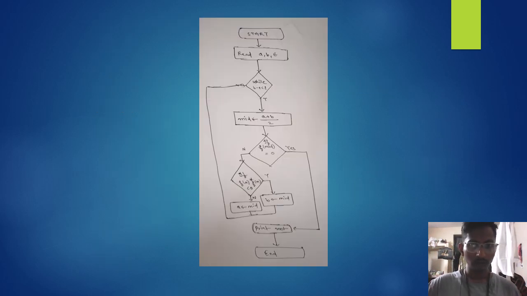The flowchart is: start, read a, b, e, then the while loop which we are applying, which is true, so that mid is equal to (a + b)/2. Then another if condition: if satisfied, we directly print the root. If not satisfied, we go to another condition; if that's true, then b is equal to mid, and if not true, a is equal to mid. If this while loop is false, then we go to this equation. And then the algorithm ends.